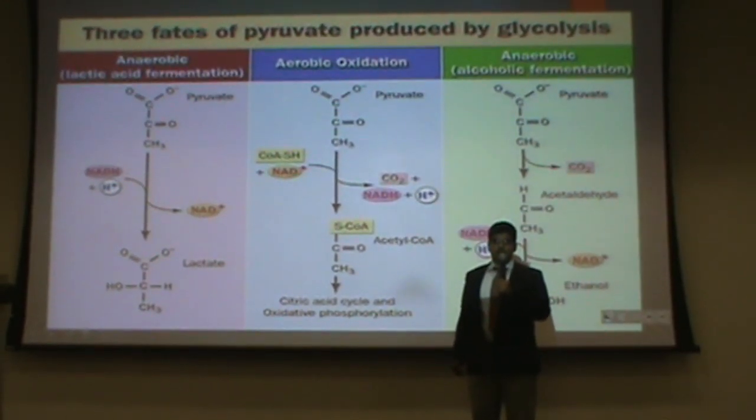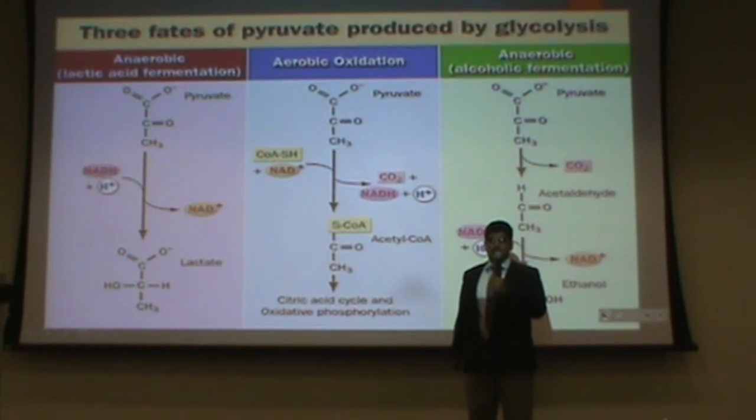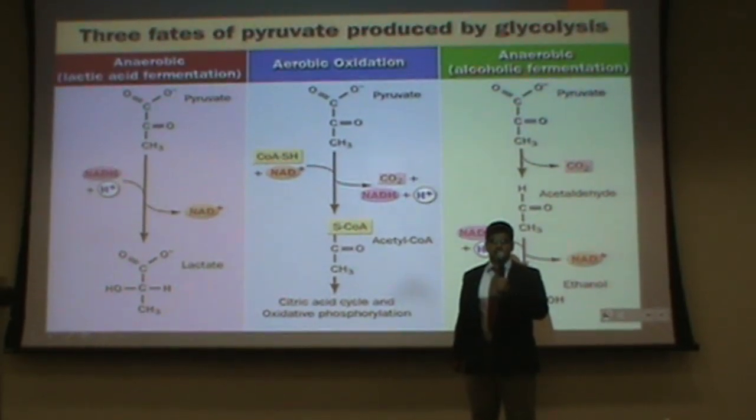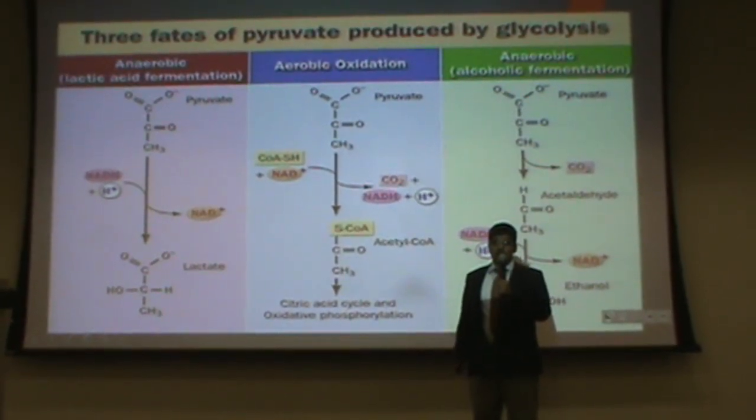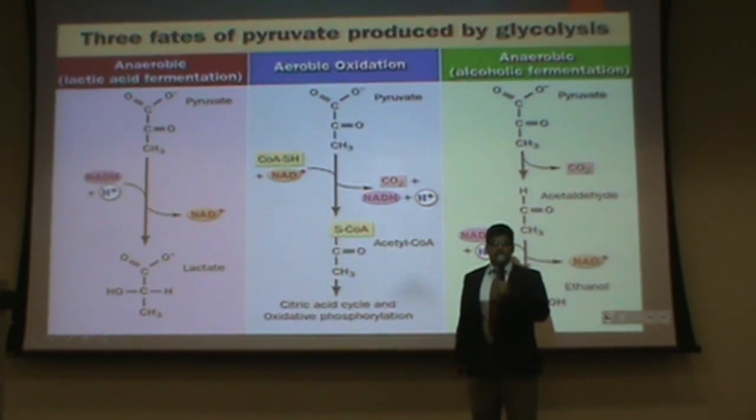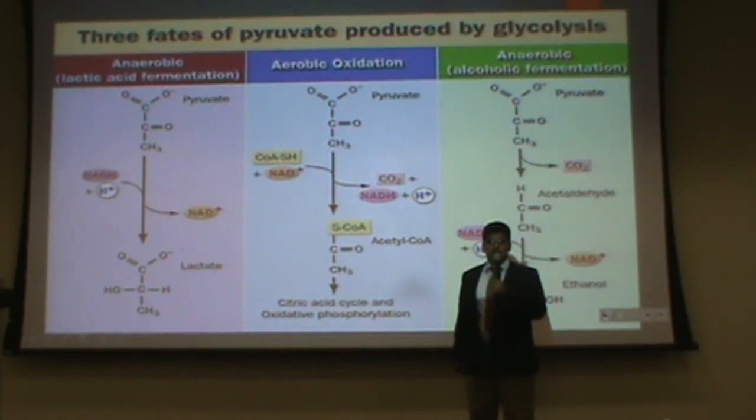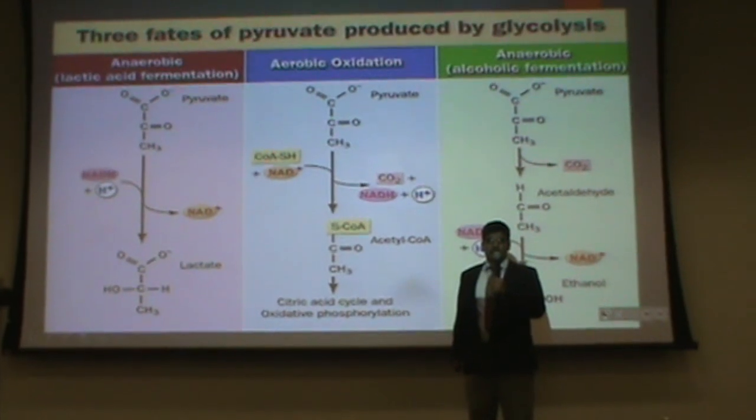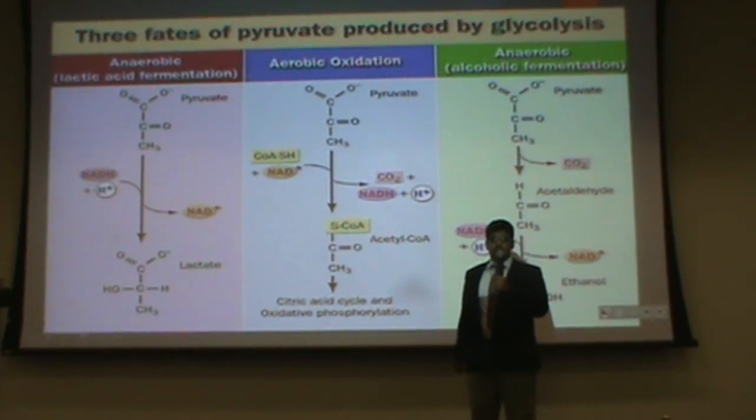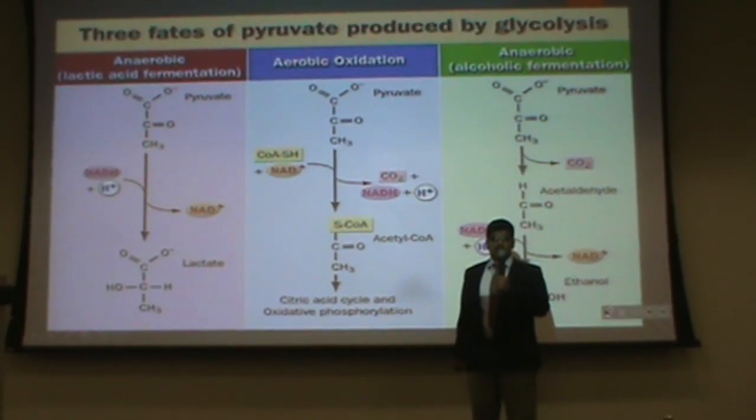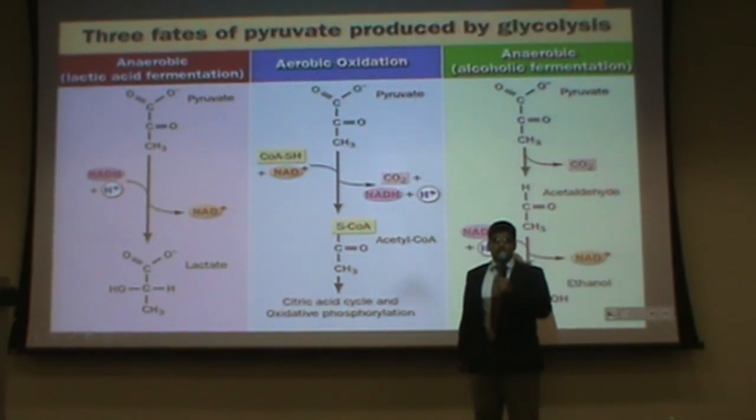For anabolic pathways, pyruvate can be converted back into glucose via gluconeogenesis. Other anabolic reactions include indirect synthesis of amino acids. Finally, lipid and fatty acid synthesis also uses pyruvate as an intermediate, making this molecule central to many pathways.